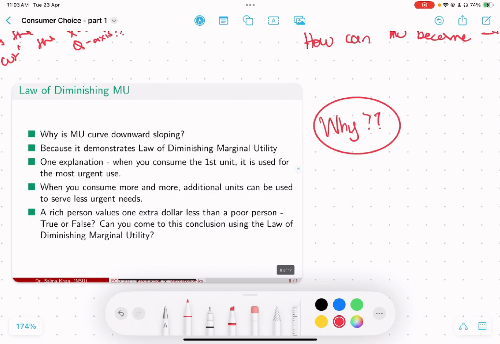why does this law of diminishing marginal utility hold? Why is it the case that as you consume more and more of a good without taking a break, your additional happiness keeps on falling? One explanation for this is to focus on the word urgent use. The assumption is when you're consuming that first unit, you're using it for your most urgent use, and that's why you derive maximum marginal utility. But as you're consuming more and more, additional units are being used for less urgent needs. So when you are satisfying less urgent needs, your additional happiness is, of course, less.